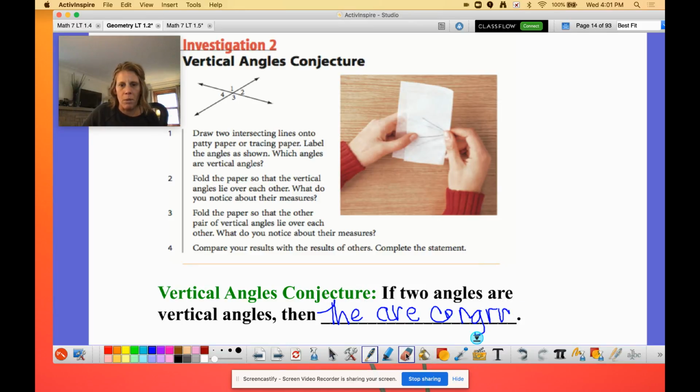Oh my goodness, I'm having a hard time writing. Really just spelling. I sometimes like to just use the symbol for congruent to help me out there a little bit. Okay.